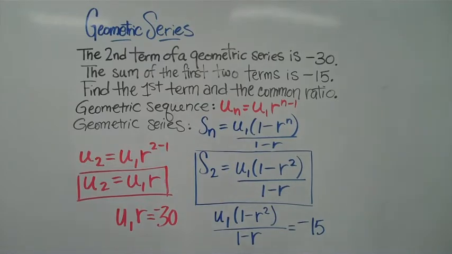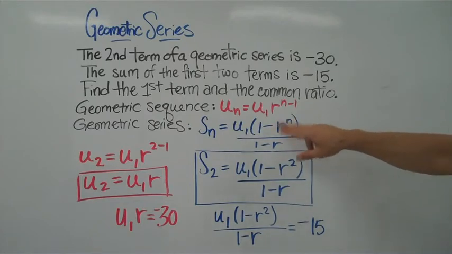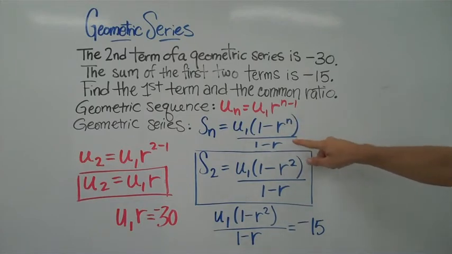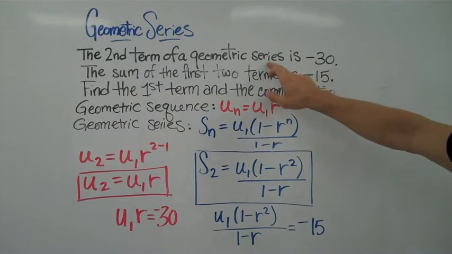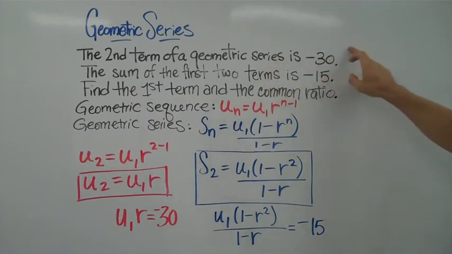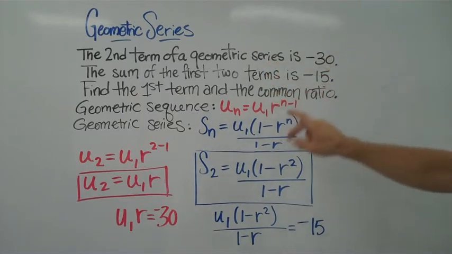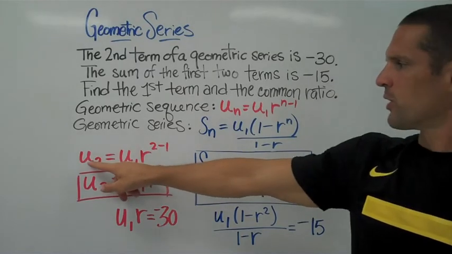Well, first things first. The geometric sequence formula is un equals u1 times r to the n minus 1. And the geometric series formula is Sn equals u1 times the quantity 1 minus r to the n, all divided by 1 minus r. So if we know that the second term of the series is negative 30, we can say, well, here is our sequence.